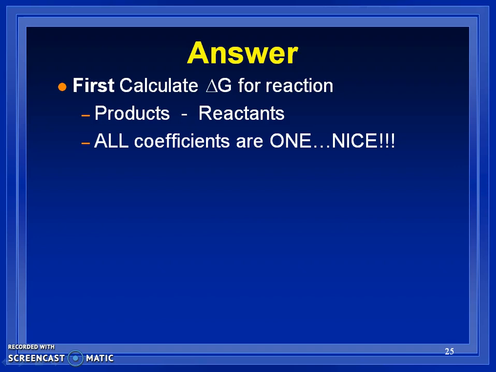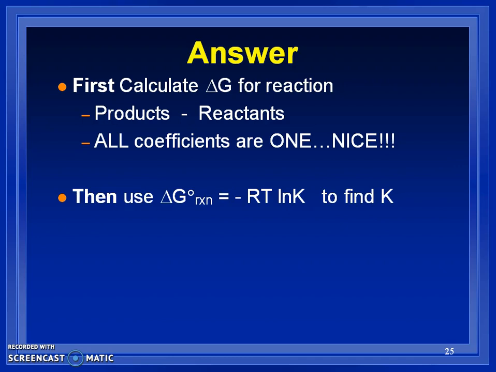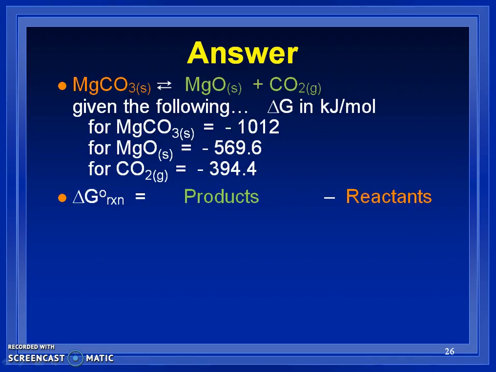So here we're going to do our delta G first, products minus reactants. And what's really nice about this reaction is all the coefficients are 1. So we don't even have to multiply any of those numbers by anything. So then we're going to use that delta G equals negative RT natural log of K to find K. So again, see if you can figure out that information and then plug and chug and see if your number comes the same as mine.